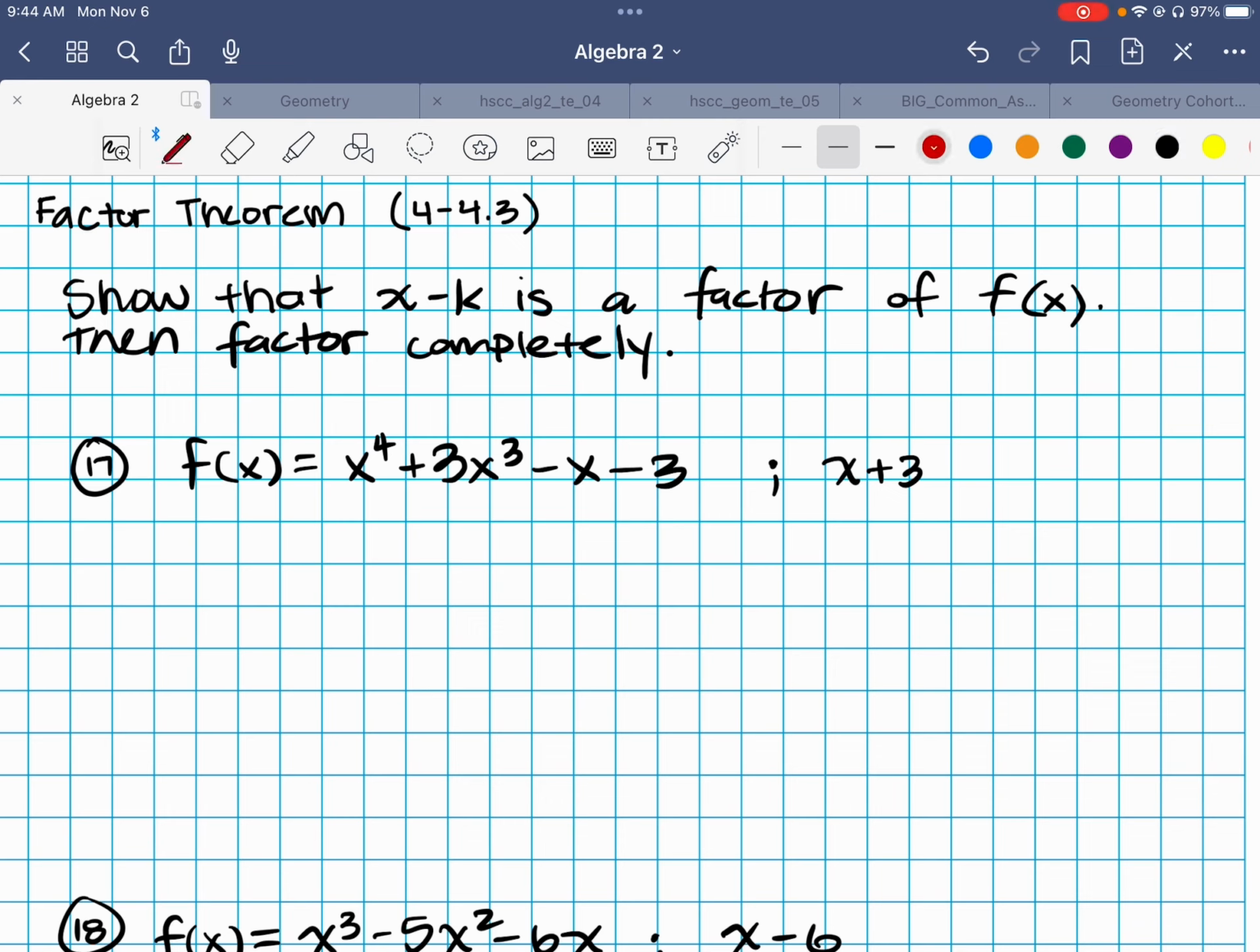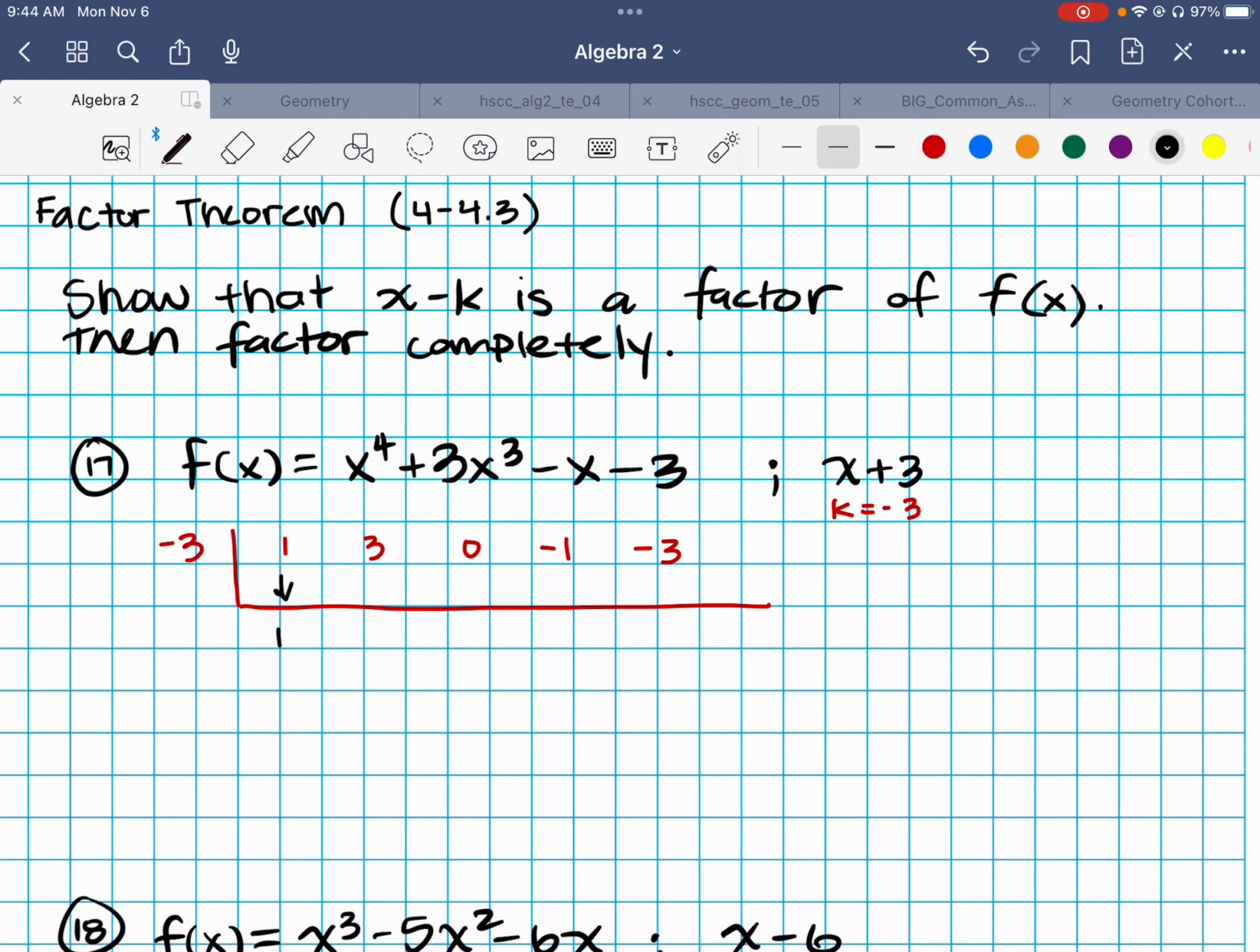So we start off the problem by doing synthetic division. Identifying that the k value is -3 for problem 17, we set up our synthetic division, writing down the coefficients of 1, 3. Notice there's no x squared, so we're going to put a 0 in there, and then -1 and -3. And then we're just going to start synthetically dividing.